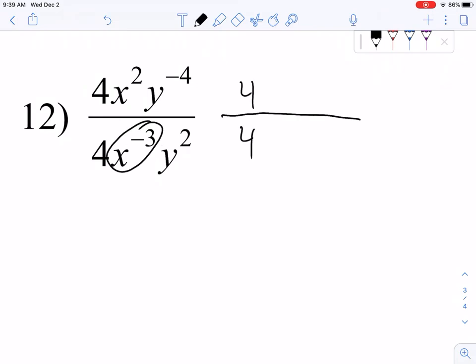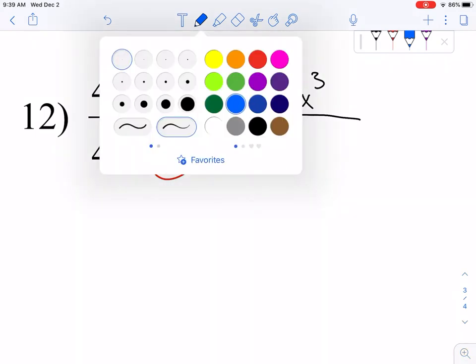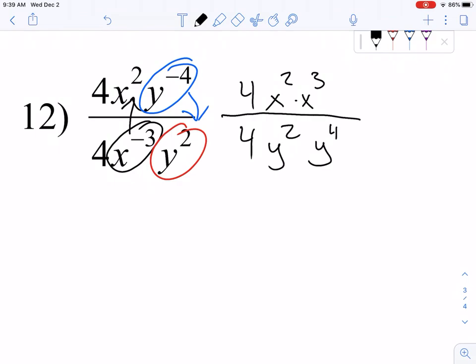Okay, x to the negative third needs to move upstairs. So I had x to the second, which is happy where it's at, times x to the positive third now that I've moved it. Let's see here. I also have y to the second, which doesn't need to move. And then y to the negative fourth needs to move downstairs to make it positive. Now it's y to the positive 4. So once you move everything around to give you positive exponents, then you can go through and simplify.